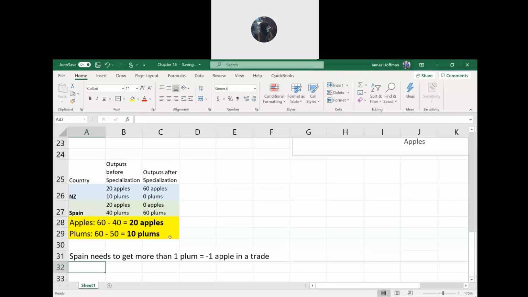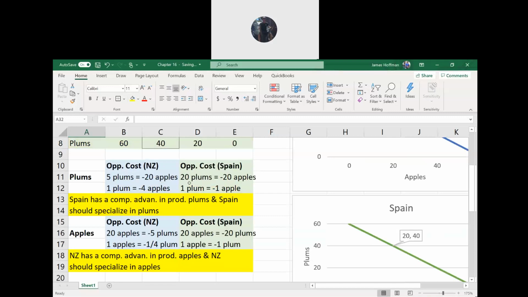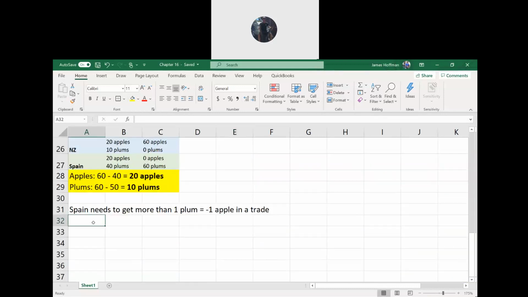Okay, so Spain's going to produce plums, and if they're going to trade for apples, then they've got to beat their initial opportunity cost. So they've got to get better than one plum equals minus one apple in a trade. Otherwise, they're not going to trade, and they can just do it themselves. All right, so let's make the statement for New Zealand in terms of apples, and then make a trade in which both countries are better off.